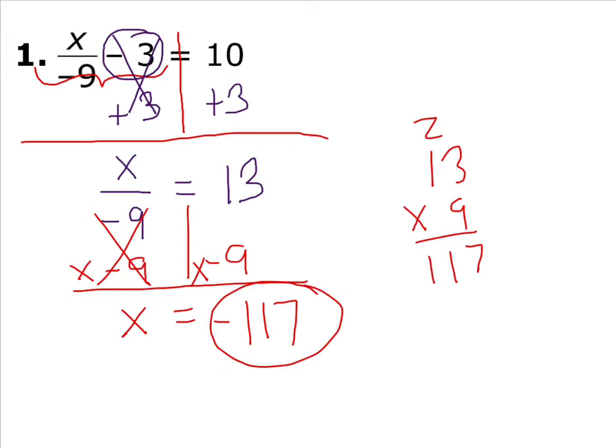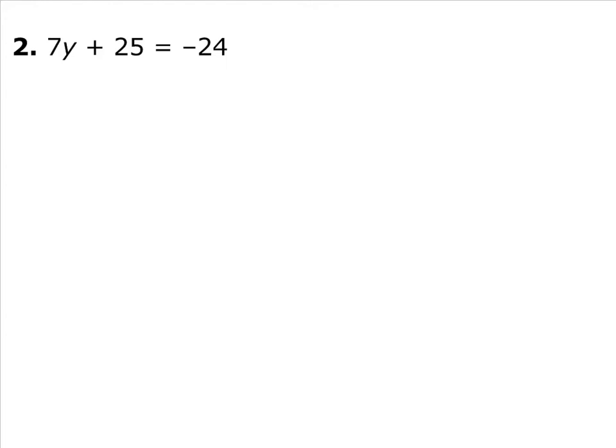Not too terribly difficult. Alright, let's take a look at our next one. Alright, again, this one says 7y plus 25 equals negative 24. First thing I have to do is draw my balance beam. And again, the first thing I have to do is eliminate all the numbers that do not touch the variable. So the first thing I'm going to have to do is get rid of this plus 25. So to do that, I'm going to have to subtract 25 from both sides.